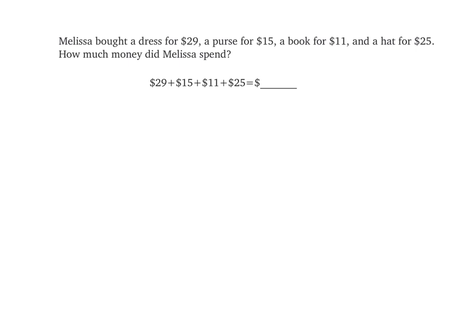I'm already seeing some partner numbers in my ones place for my 15 and my 25. I'm seeing my other partner numbers in my ones place for my 29 and my 11, for my 9 and 1. These are partner numbers, and these are partner numbers. Let's break those down together.